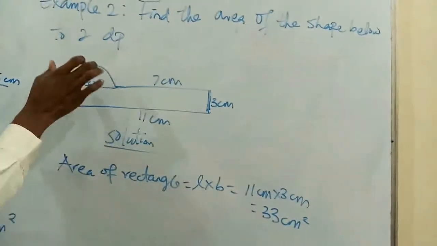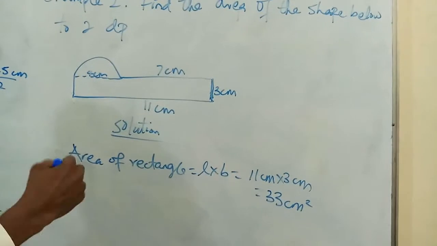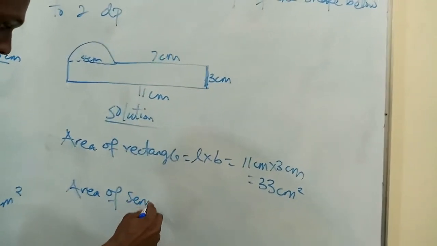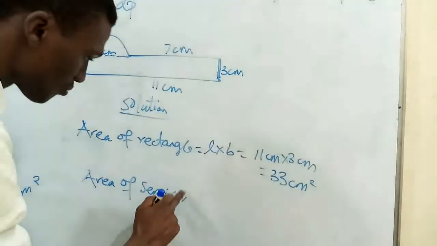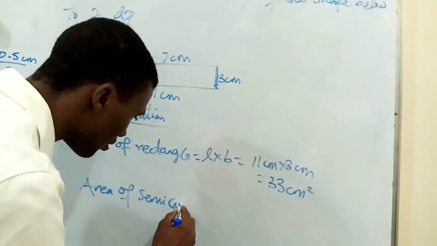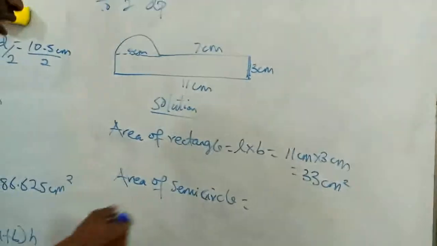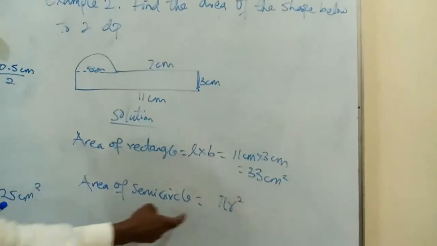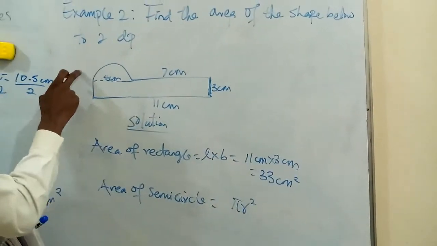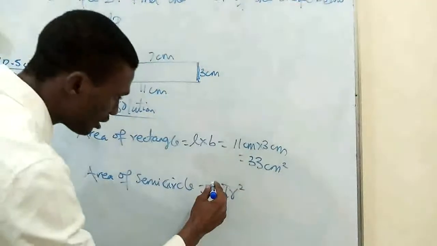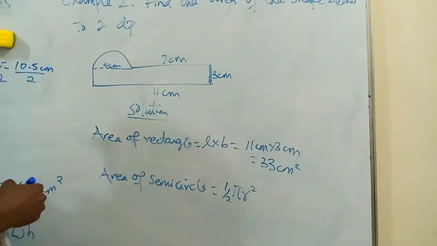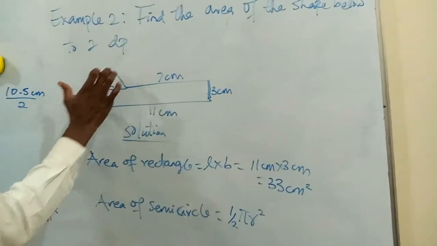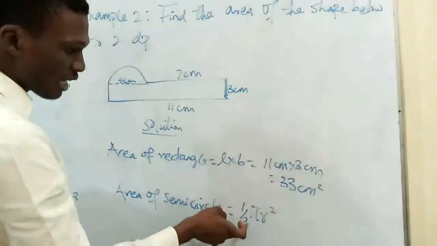Then we now find the area of this semicircle. We are told that the area of a circle is given as pi r squared. A semicircle is half of a circle, so the formula becomes half pi r squared.